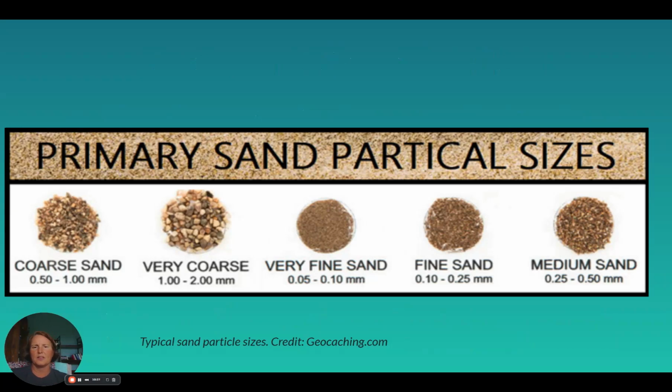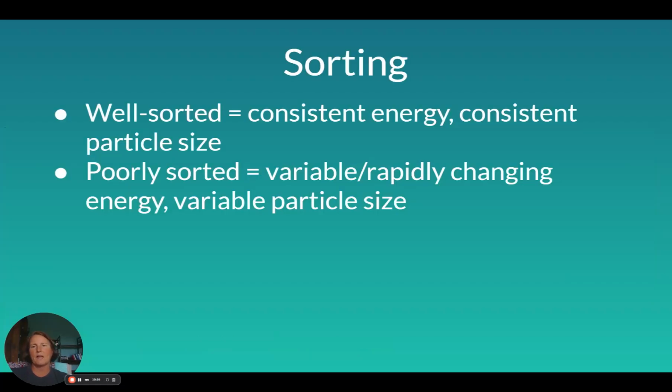Okay, let's move on. And here you can see sand size. You can see very coarse sand, fine sand, very fine, and medium sands. And you can kind of tell the difference there. I think that's fairly self-explanatory. Sorting is another way that we classify and tell the difference between different beaches, different amounts of sediment.